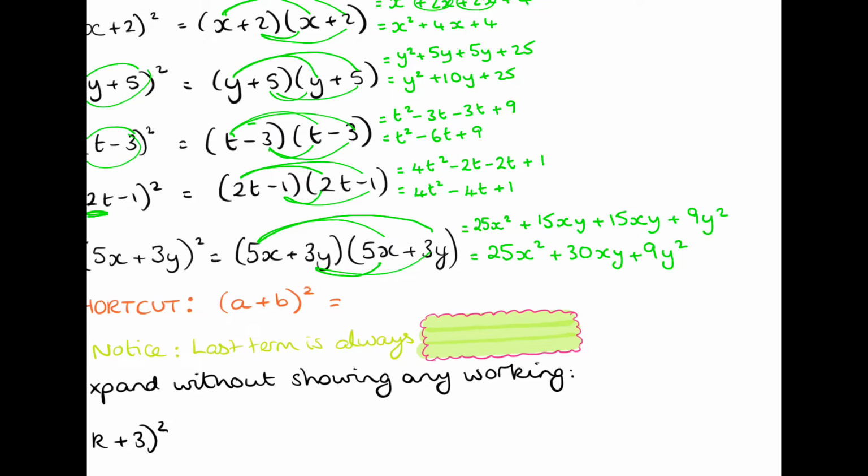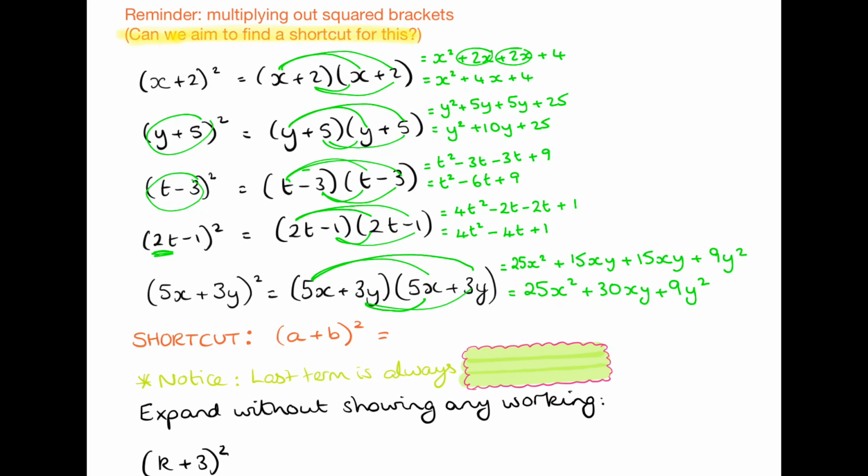Okay, so what we're going to think about now is, can we see what the shortcut is? Can we start off with a squared bracket and go straight to the simplified version when we multiply it out? So can we start with the bracket squared and go straight to the answer? Well, we've spotted already that the first term comes from the first thing in the bracket squared. So we can write that down just now anyway.